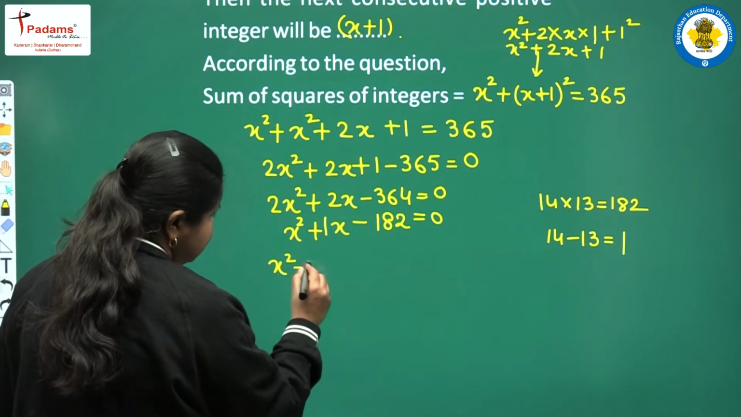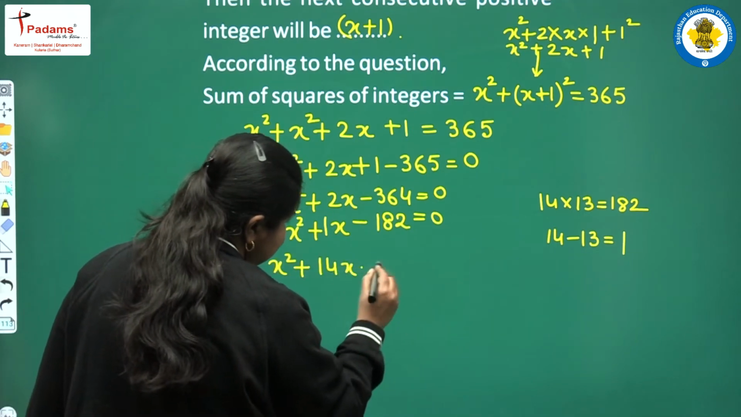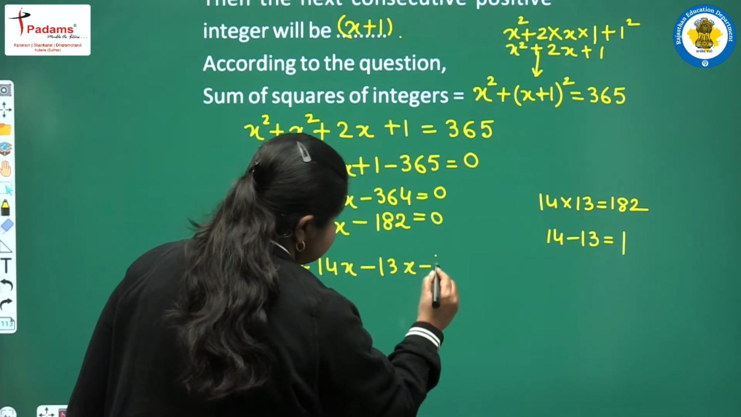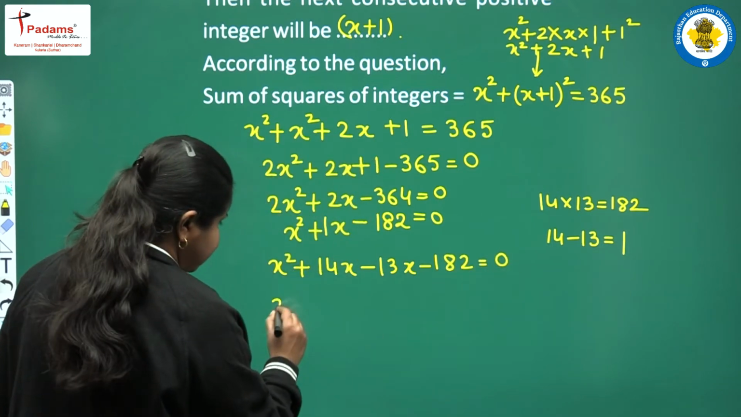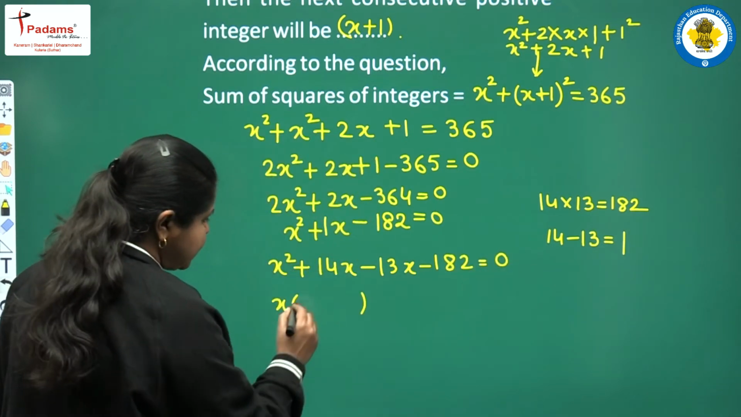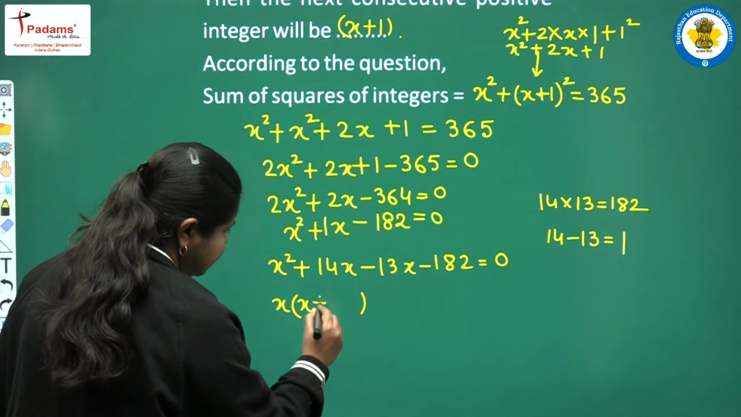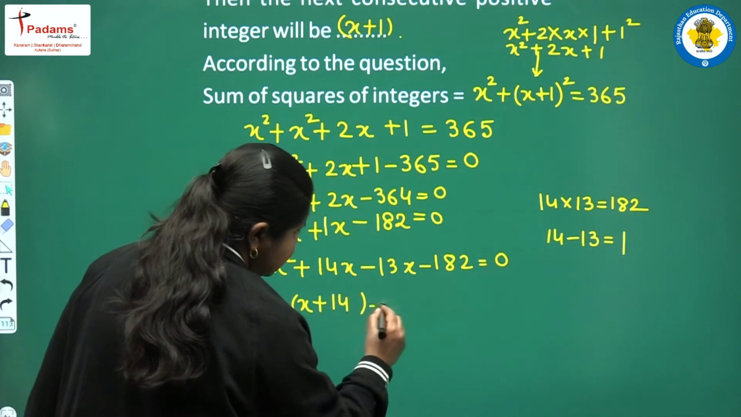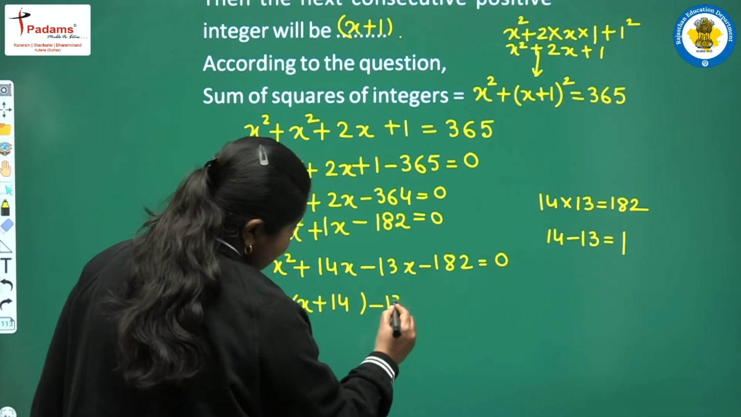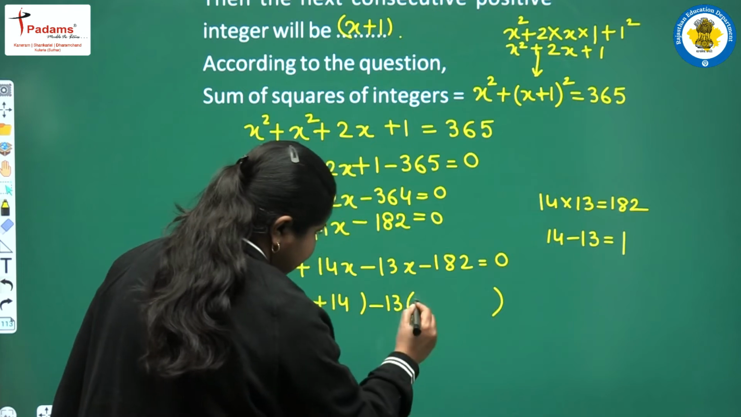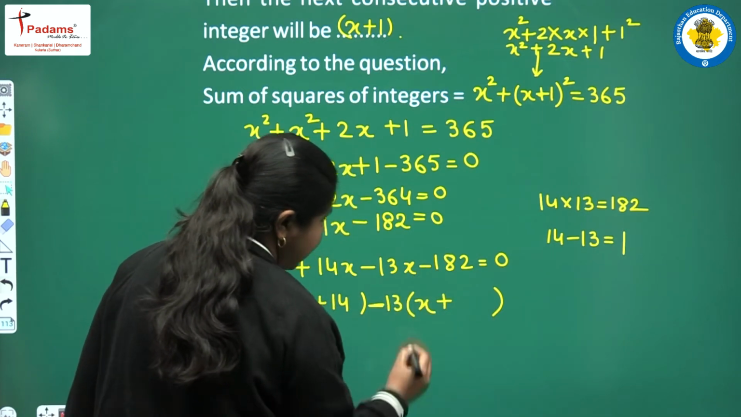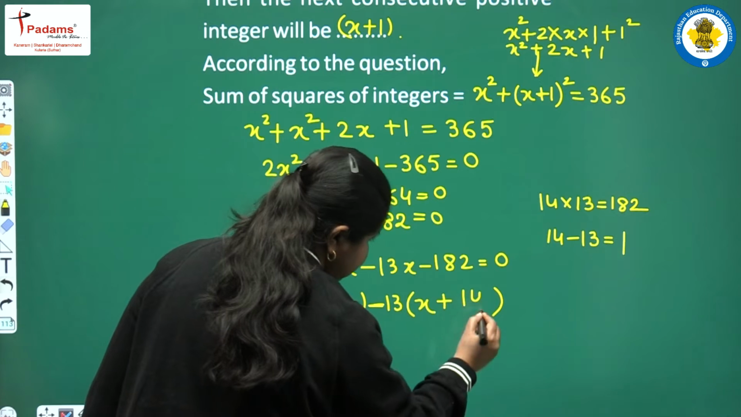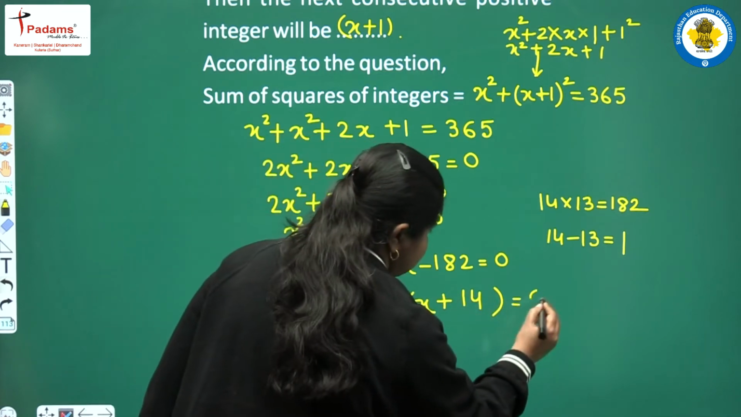x square plus 14x minus 13x minus 182 equal to 0. Now x will be common in the first two terms, take it outside, then x plus 14 and here minus 13 is common, x will be inside और क्योंकि यहाँ माइनस है ये साइन चेंज होके प्लस हो गया and 13 into 14 is 182. This is equal to 0.